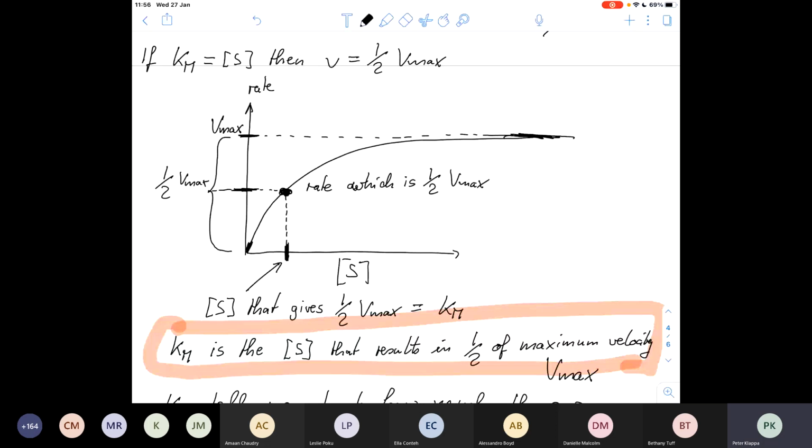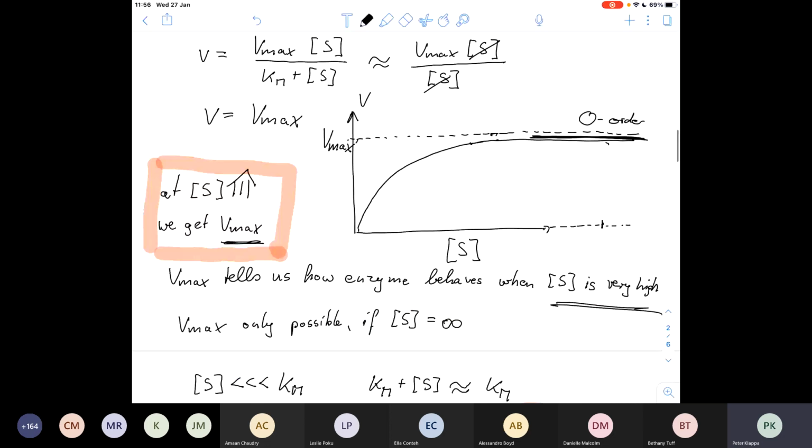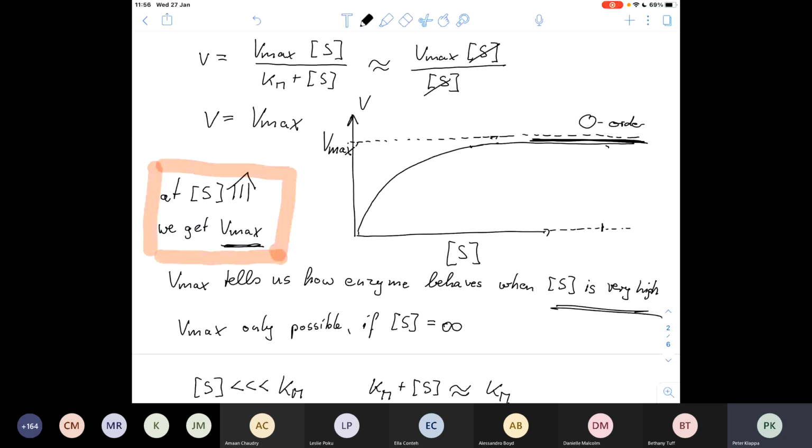We learned how we can find Vmax, or we can at least approximate Vmax. This is when we have very high substrate concentration, and I've written it down here. If the substrate concentration is very high, we get Vmax. So Vmax tells us how the enzyme behaves when the substrate concentration is almost infinite.